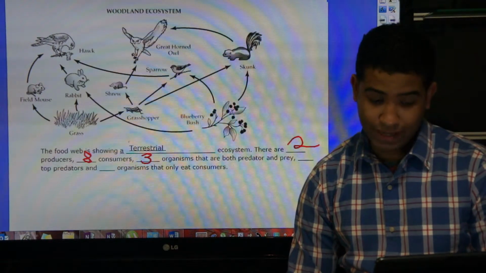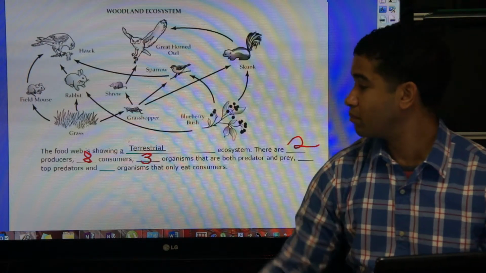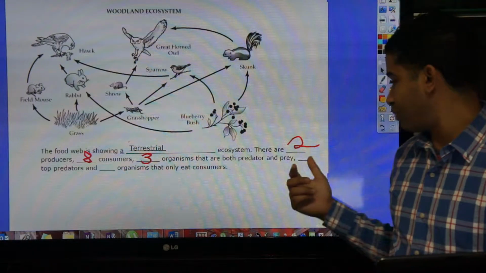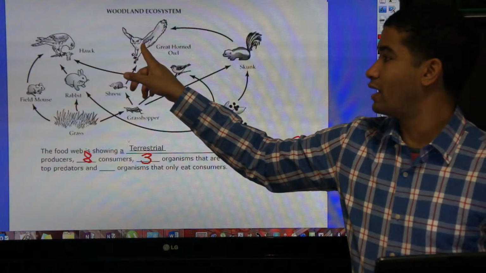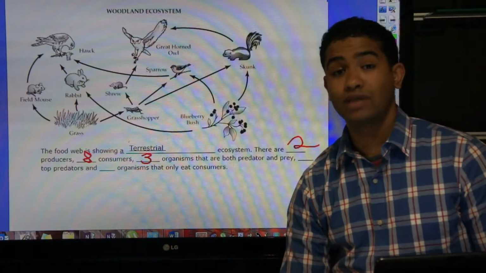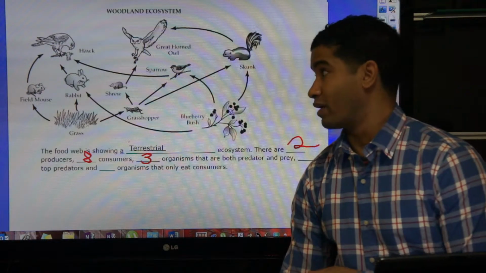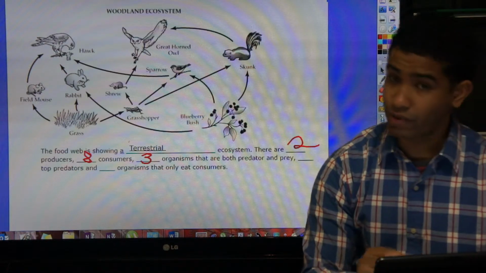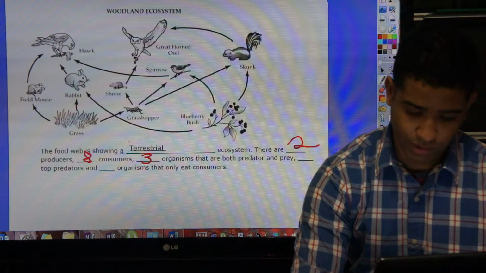Alright, how many top predators do we have? Blank top predators. A hawk and a great horned owl. What makes them top predators? They are not eaten by anybody else in the food web. So they're predators and they're not prey also. They're only predators. So we have 2.